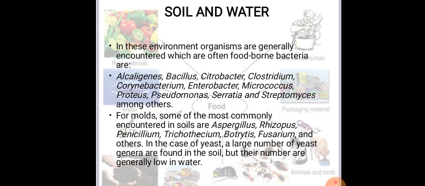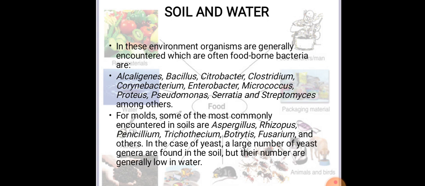Majorly, different types of bacteria are also introduced within the food sample through the soil, which include Alkaligenes, Bacillus, Citrobacter, Clostridium, Corynebacterium, Enterobacter, various types of microorganisms, majorly these bacterial species. These bacterial species are introduced within the food sample.